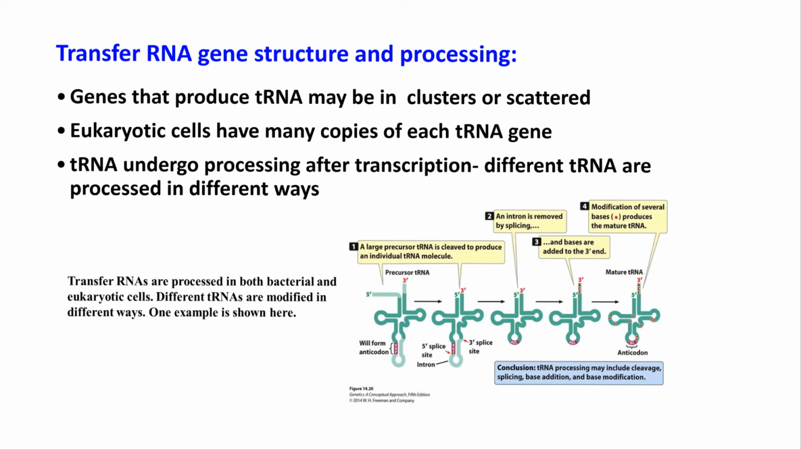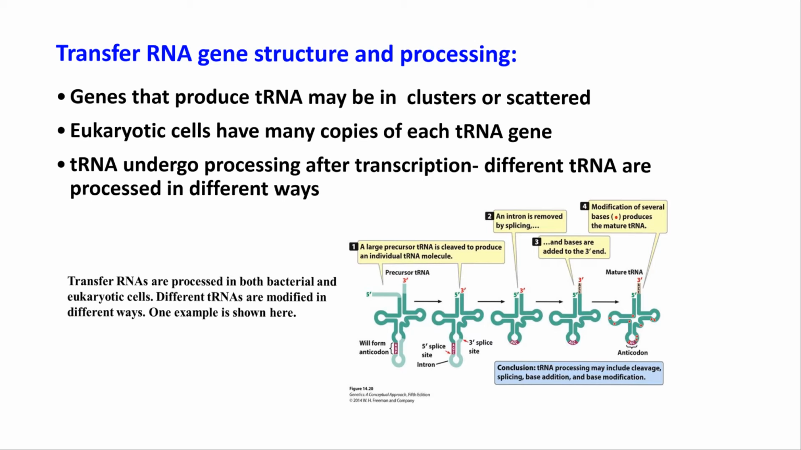Also, that sequence you remember on the 3' end, the CCA sequence where the amino acid attaches, in most prokaryotes is encoded in the gene, while in some prokaryotes and in all eukaryotes the sequence is added by a special enzyme after the transcription without any template.